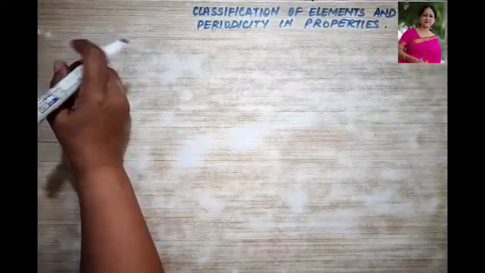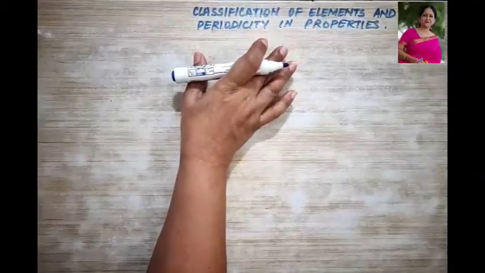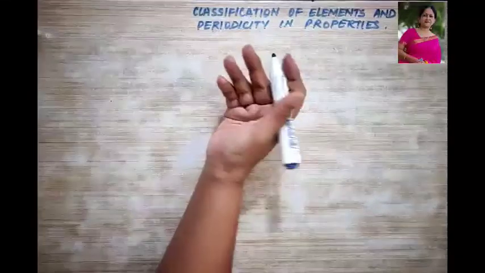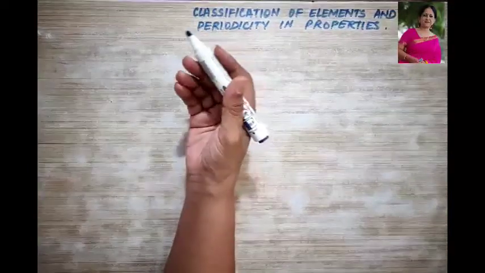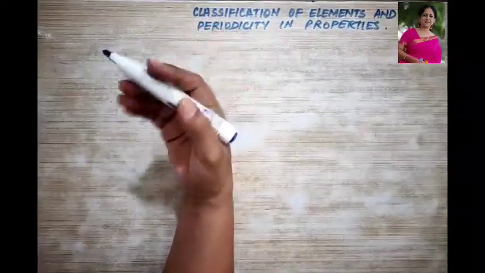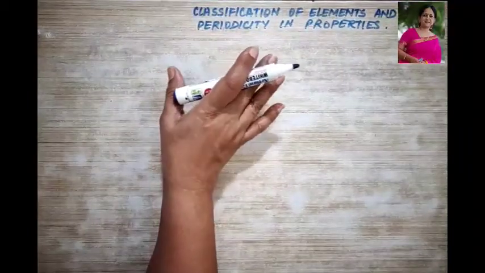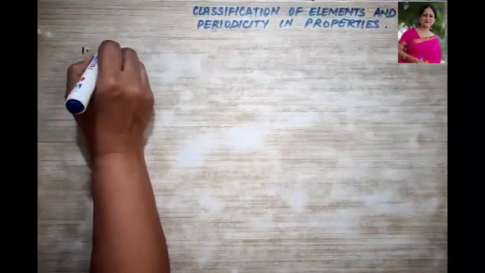So today we are going to study some other properties in which we are going to observe periodicity, right? For example, we are going to talk about atomic volume, density, melting and boiling point, valency, all these things today in this periodic table. So let us begin with the first point, that is atomic volume.